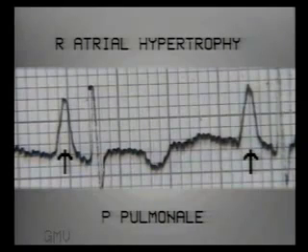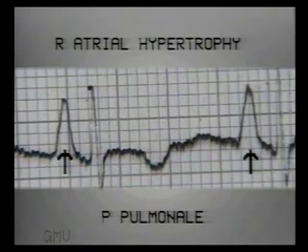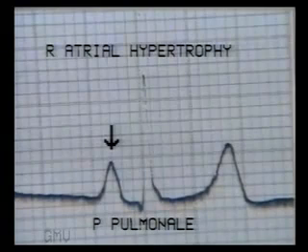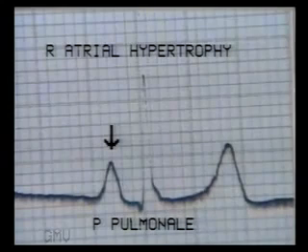This is a very prominent P pulmonale, 5 small squares tall. It suggests right atrial hypertrophy. In this ECG, lead 2 shows a tall and peaked P wave, which is 3 small squares tall. This is P pulmonale, suggesting right atrial hypertrophy.